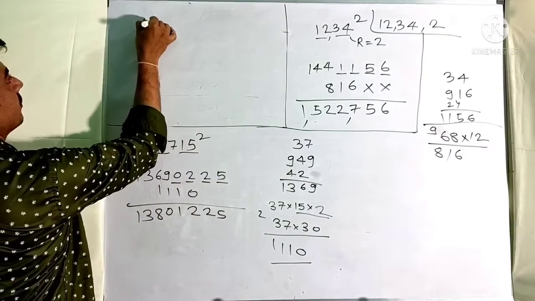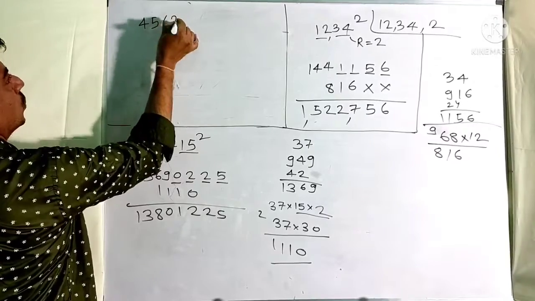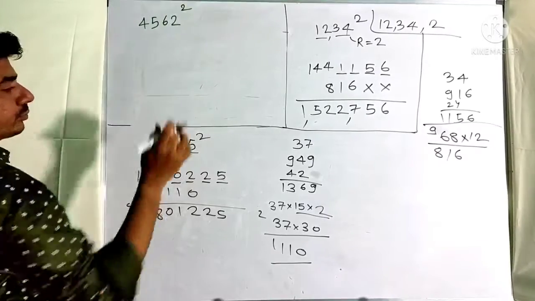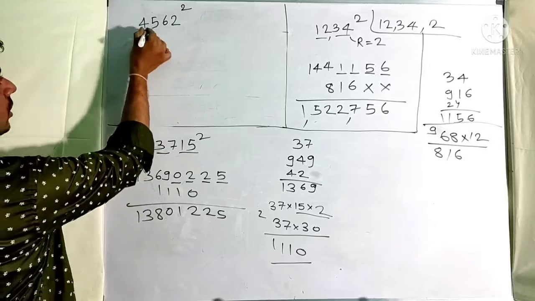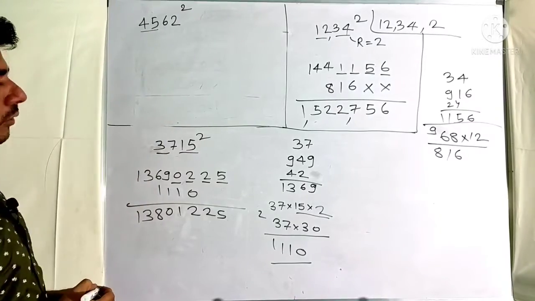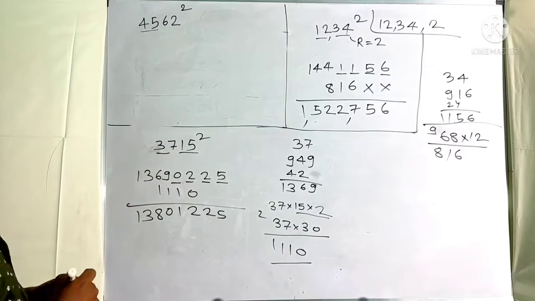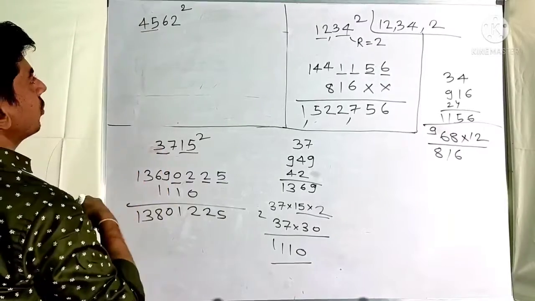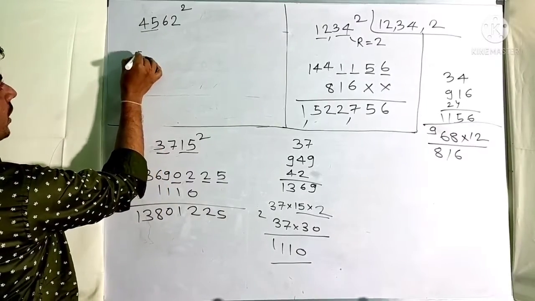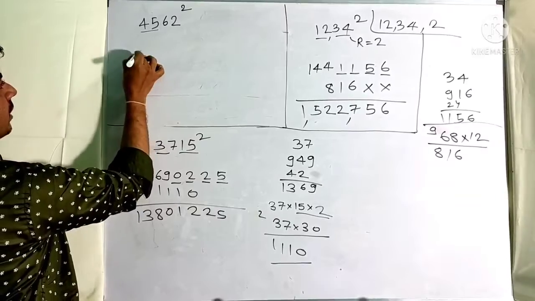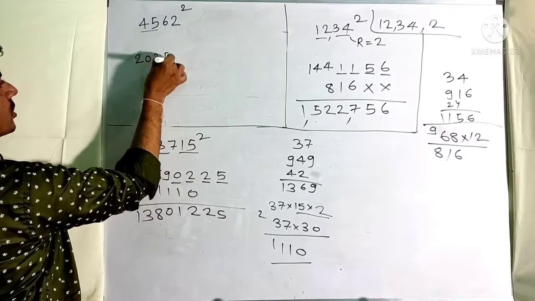Okay, 45 62 square. Again you have to find the square of 45. The square of 45 can be calculated as the next number of 4 is 5. 5 4s are 20. 2025 is the square of 45.